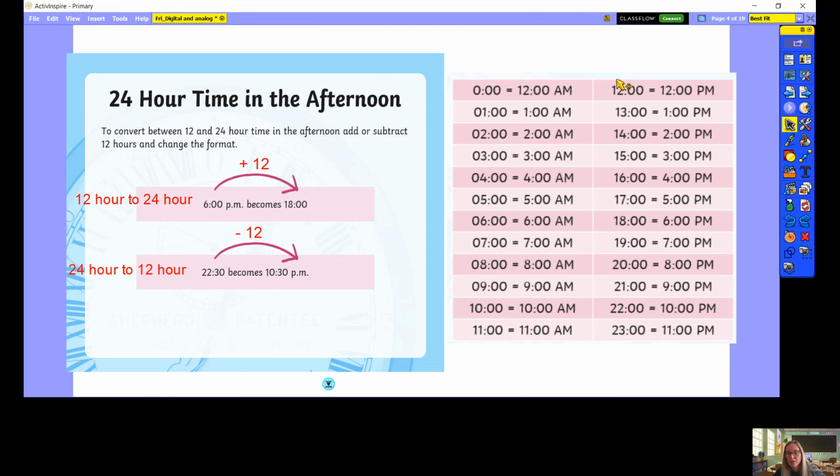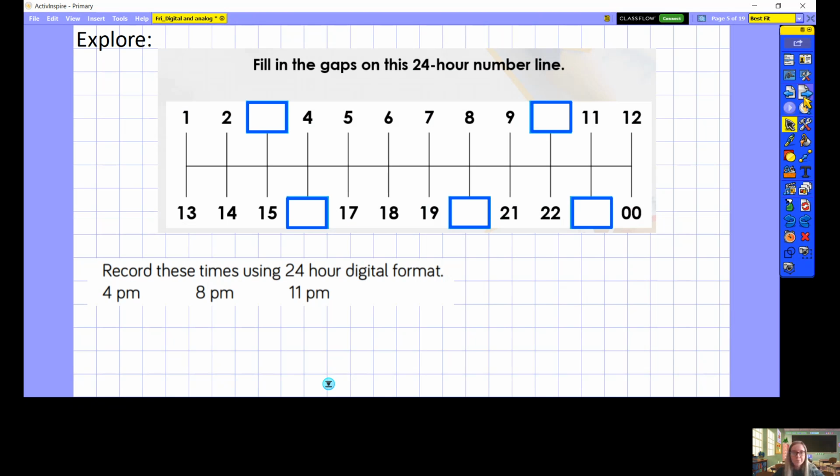So after you get to 12 at lunchtime, you can see the numbers go from 13 up to 23. So 1300 hours is 1 p.m., 1400 hours is 2 p.m., 1500 hours is 3 p.m., 1600 hours is 4 p.m., 1700 hours is 5 p.m., and so on. So that table there is to help you if you need to refer to it at any point. So let's have an explore.